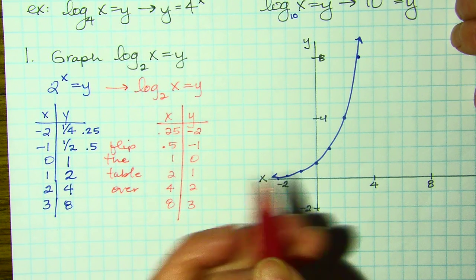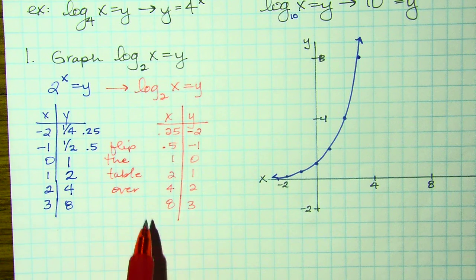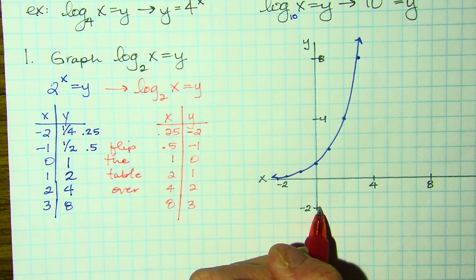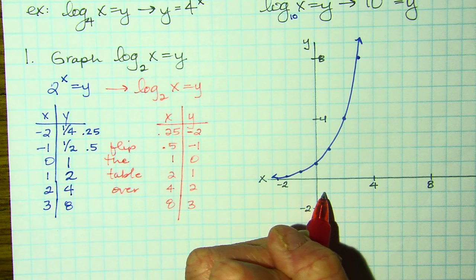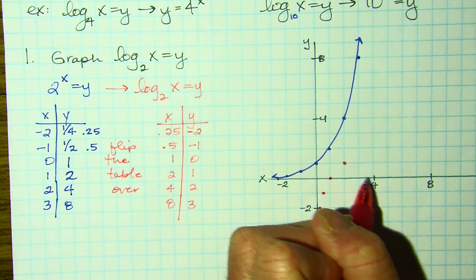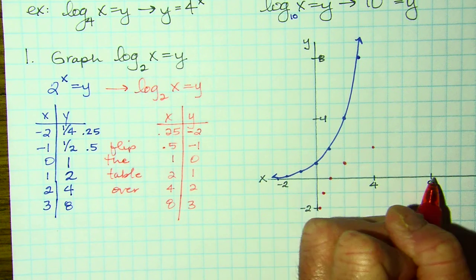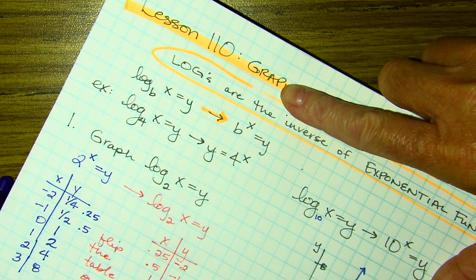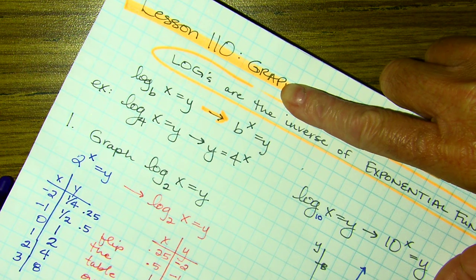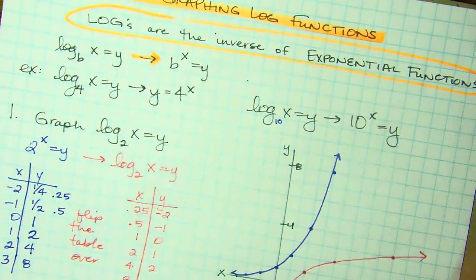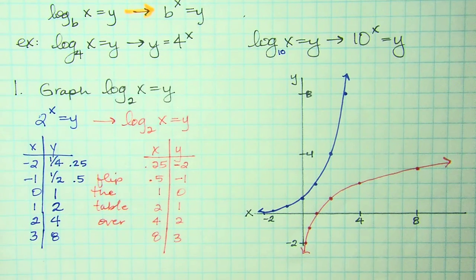Now, my log is the complete reverse. So 0.25 and down -2, 0.5, -1, 1, 0, 2, 1, 4, 2, 8, 3. And it does feel really strange to graph because we're not used to graphing decimals for x. If you'll notice, those are inverse functions.